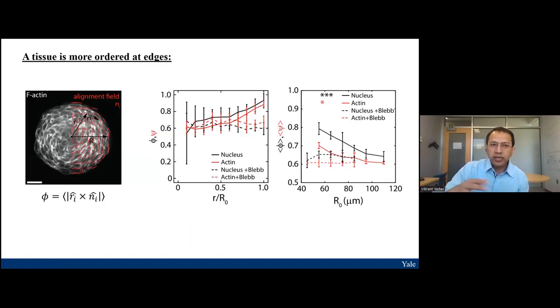To quantify it, we did a very basic measurement where we defined an order parameter.